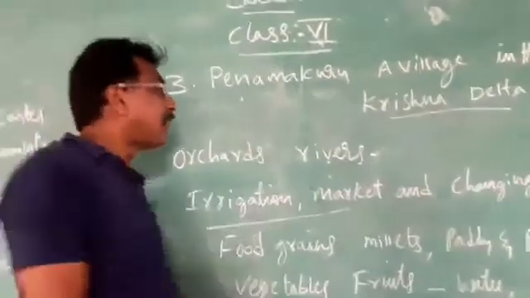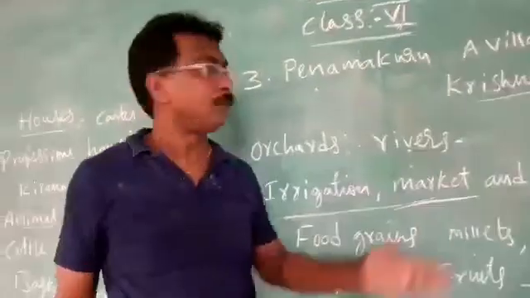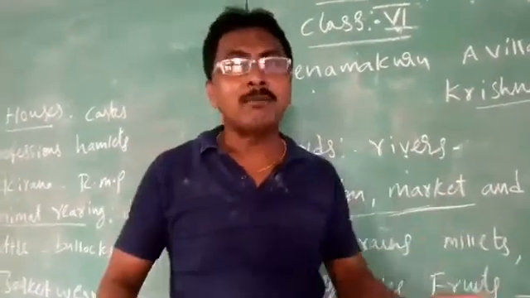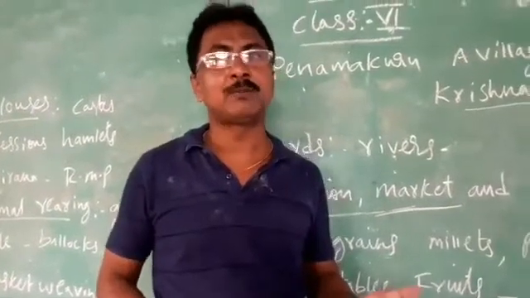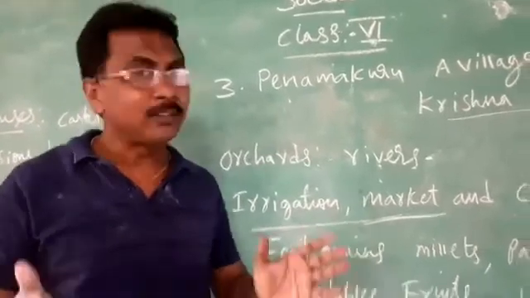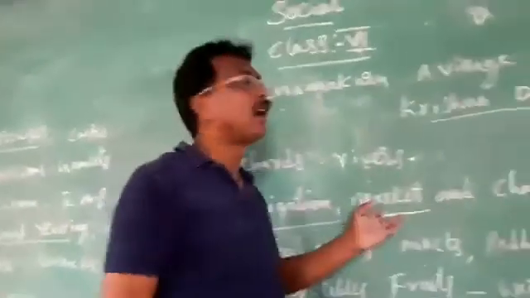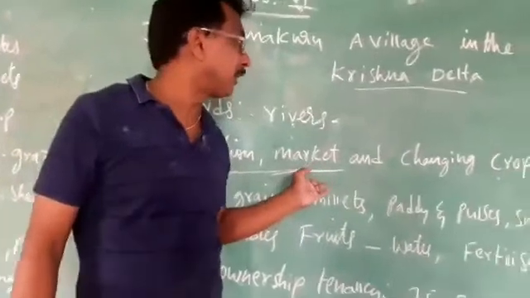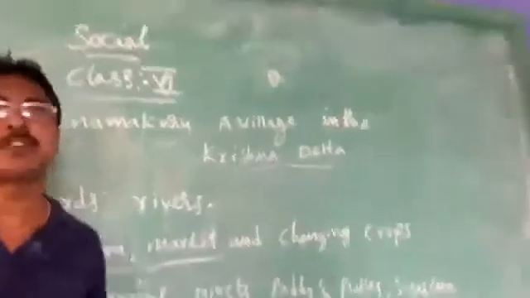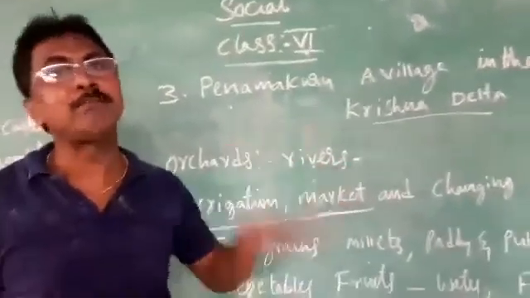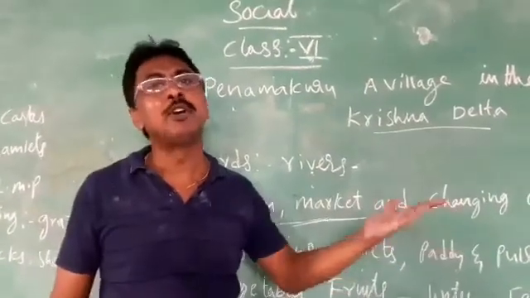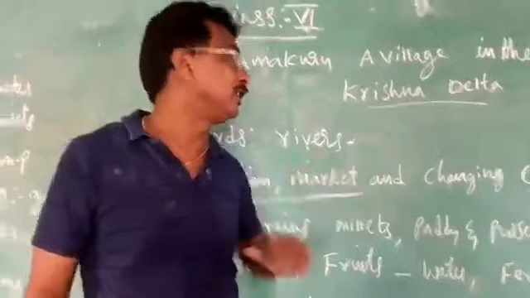And the market means what? Buying and selling. The farmers produce goods, paddy, sugarcane, pulses, and they sell them in the market. That is called market. And changing the crops: every year they change the crop pattern. If they keep paddy in the rainy season, then after the next 3 months they keep a sugarcane crop. That is called changing the crop.